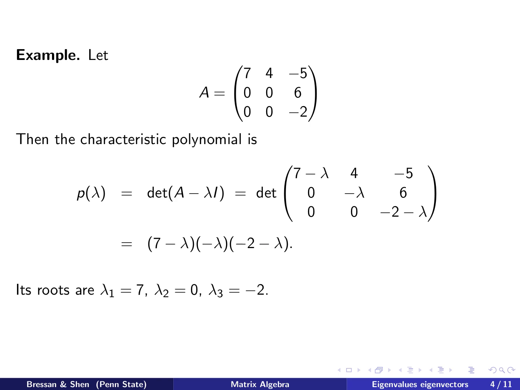is negative 2. And you see that 7, 0, negative 2 is exactly along the diagonal line of A, which is because we have these terms on the diagonal line of this matrix A minus lambda I, and they exactly contribute to the determinant.